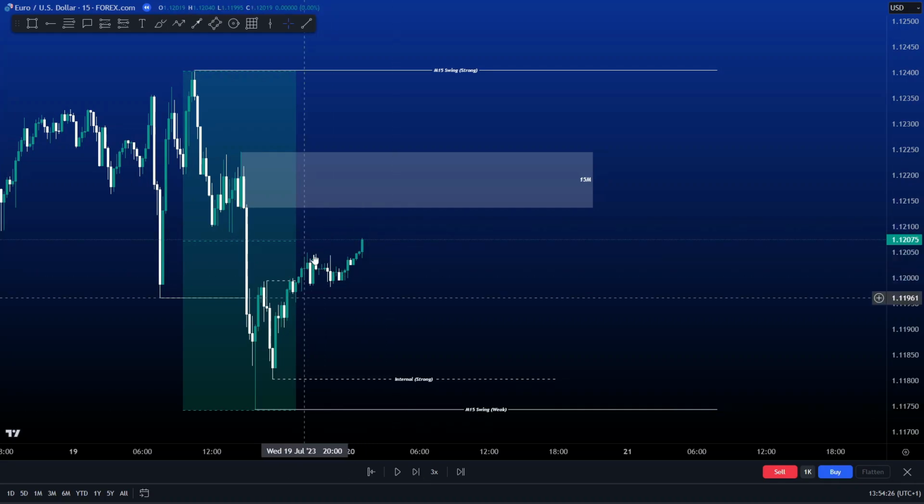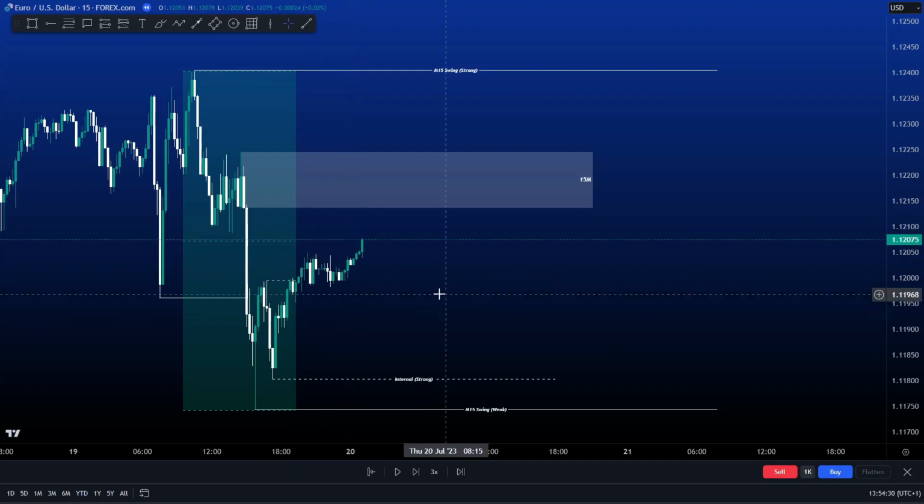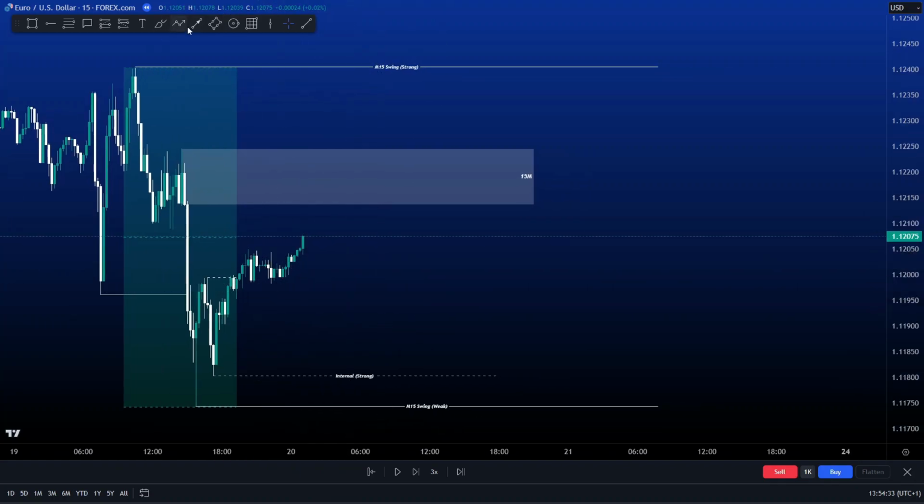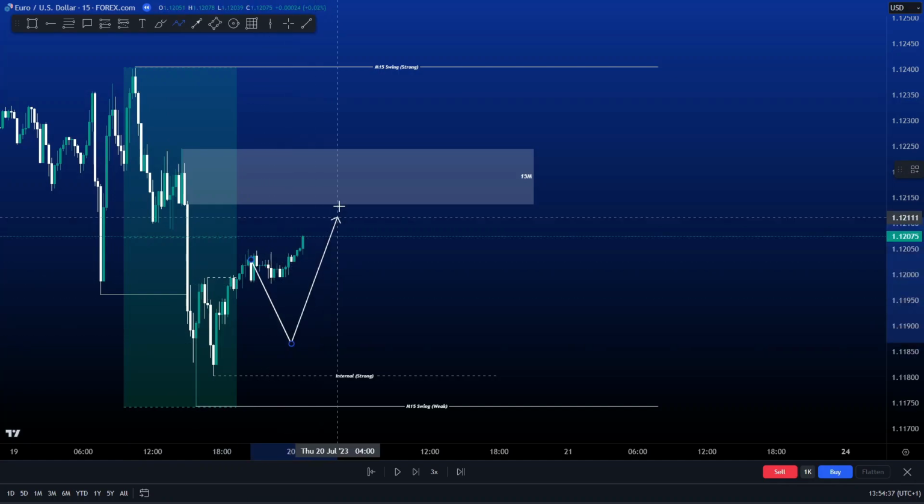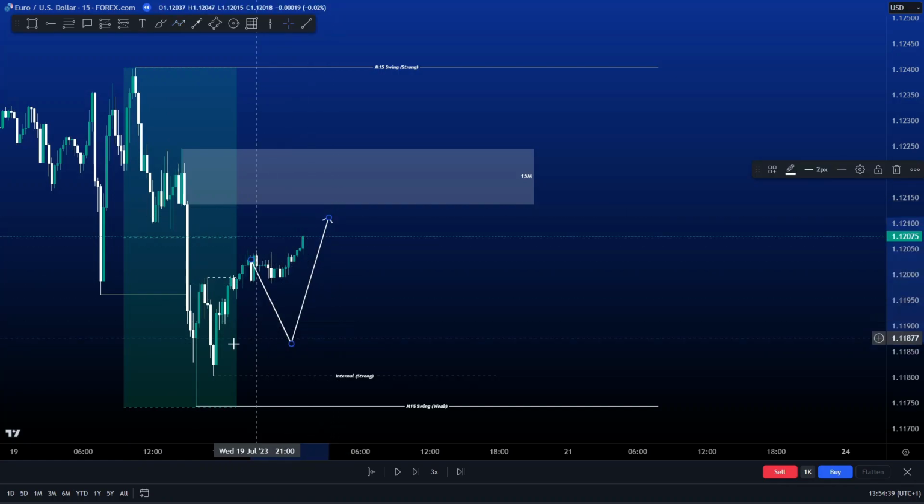So price is very, do you know what I mean? It's not pulled back that much, and we're in the EQ now. If price was to pull down like this and then go back, then, do you know what I mean? We could probably maybe get into a trade down here.